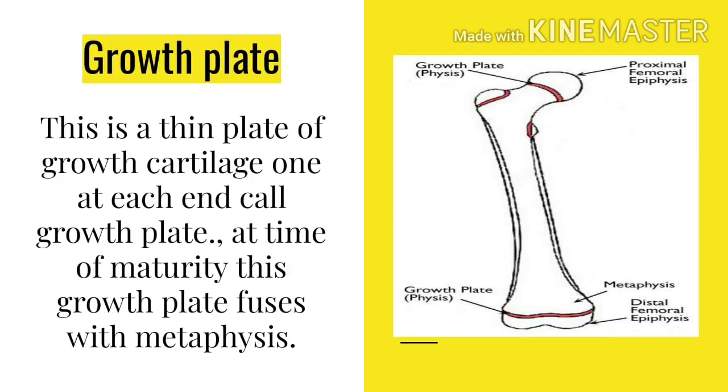Now what is growth plate? Look at the picture here, the red line, this is growth plate, and at both ends there is a growth plate. This is a thin plate of growth cartilage, one at each end, called growth plate. At time of maturity, this growth plate fuses with metaphysis, and the articular surface of the epiphysis is covered with an articular cartilage. The rest of the bone is covered with periosteum, which provides attachment to tendon, ligament and muscle. Although mechanically weak, it helps in longitudinal growth of bone.